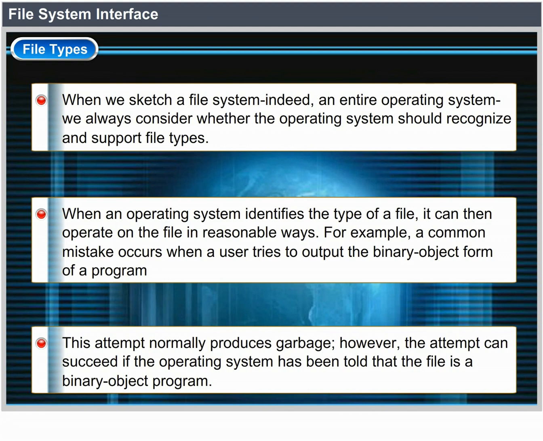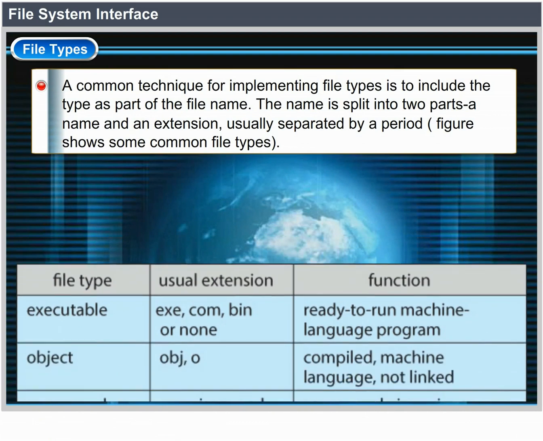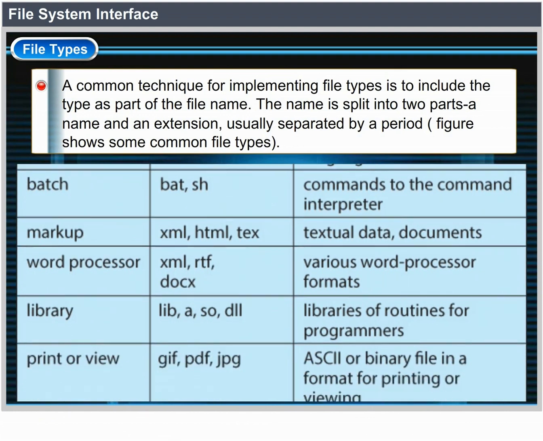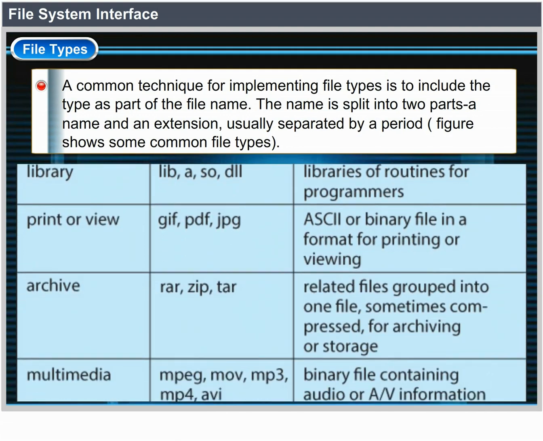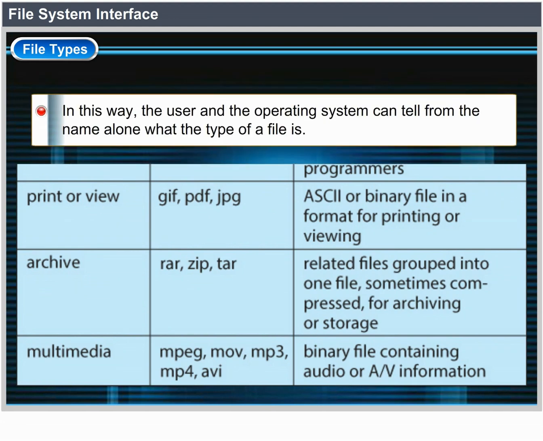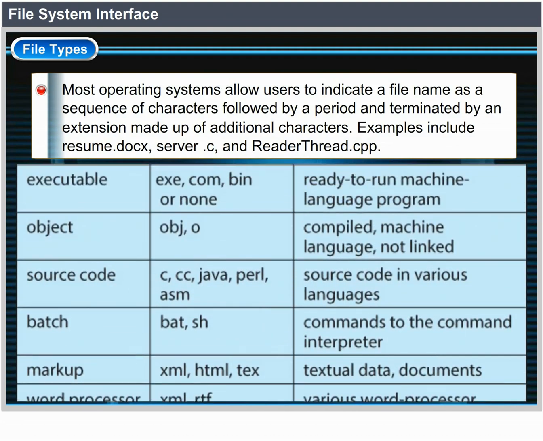A common technique for implementing file types is to include the type as part of the file name. The name is split into two parts, a name and an extension usually separated by a period. Figure shows some common file types. In this way, the user and the operating system can tell from the name alone what the type of file is. Most operating systems allow users to specify a file name as a sequence of characters followed by a period and terminated by an extension made up of additional characters.